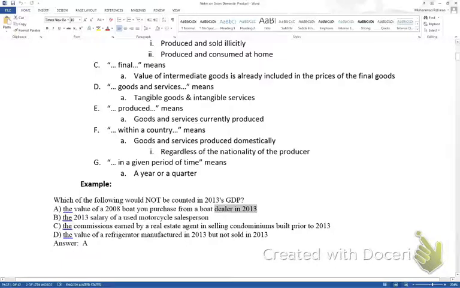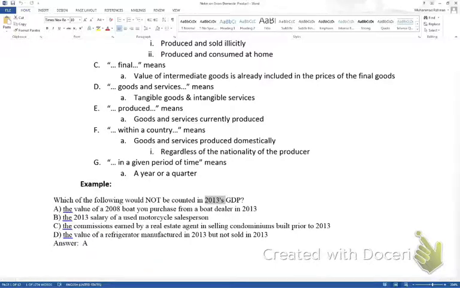You should understand that this boat was created or produced in 2008, and the value of the boat was already included in 2008's GDP calculation. So the value of the 2008 boat is obviously not part of 2013's GDP. So the correct answer is A. But let us look at other options as well.